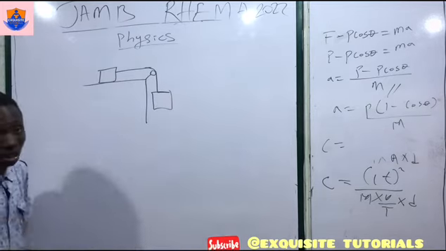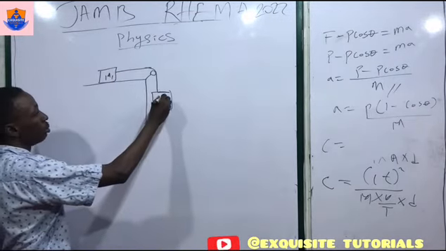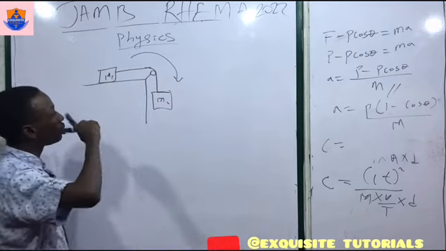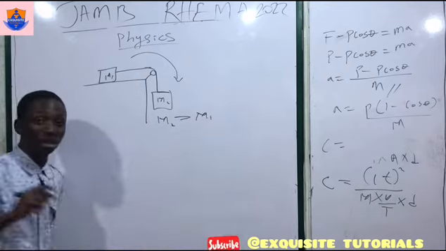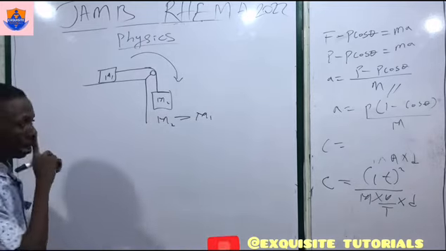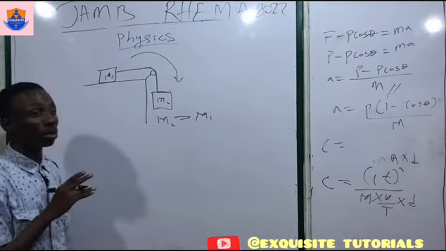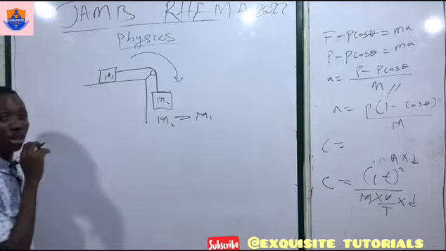And they say calculate the acceleration. Let's say this is m1, m2. Let's say the direction of motion is like this, which means m2 is greater than m1, right? Okay, now let's say they ask us to calculate the acceleration on this pulley.